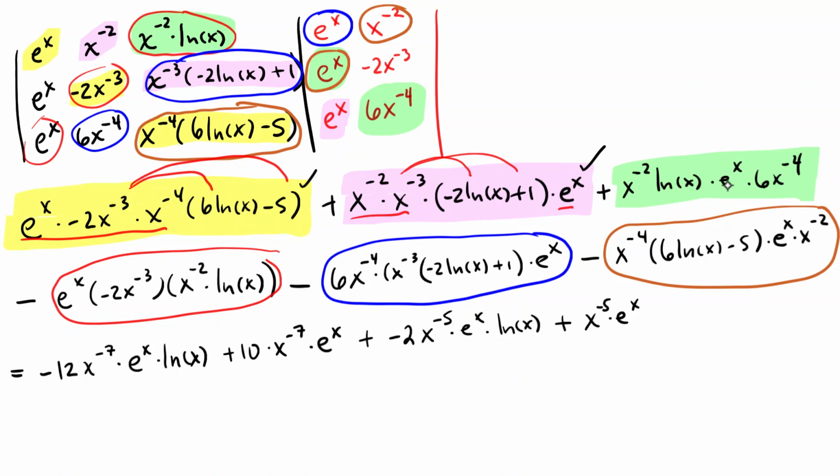Now this one, all that's left to do is just combine our exponents for the x terms. That is going to be 6x to the negative 6 times e to the x times ln of x. Okay, next up here we need to remember that we have this negative, and these terms all multiply together, and we get negative times negative 2 is positive 2, so we have a positive 2x to the negative 5 times e to the x times ln of x.